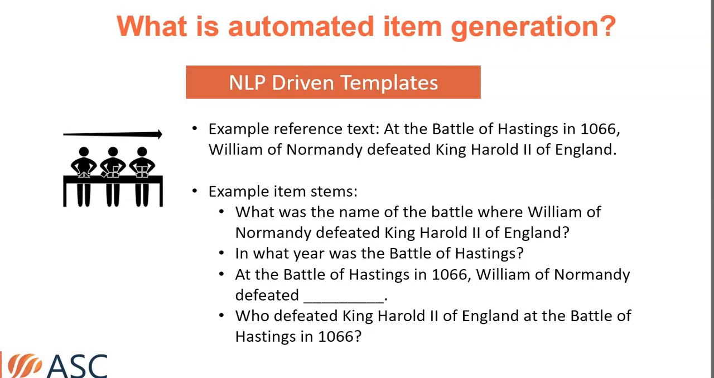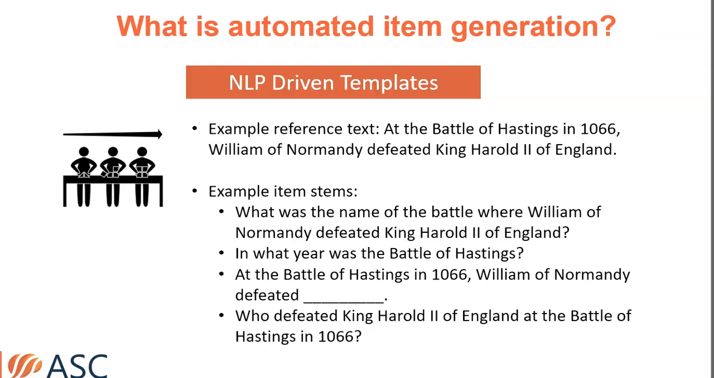Here's an example of how that might work. You might give a reference text that says, at the Battle of Hastings in 1066, William of Normandy defeated King Harold II of England. So the algorithm would look at this statement and try to figure out what are some factual pieces of this that it could pull out and essentially turn into a blank or turn into a question. Because those are generally the two approaches that you can make a good multiple choice item out of.